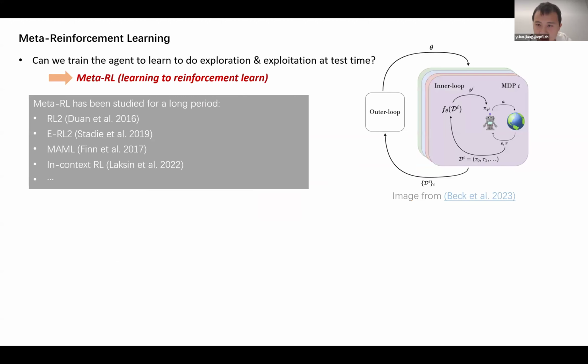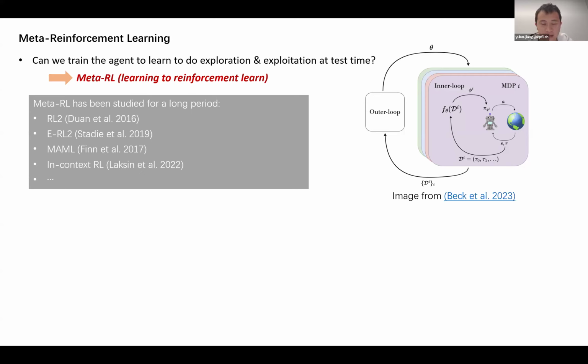And here is some background of meta RL. Meta learning means that you are doing some learning to do the reinforcement learning, and it contains an inner loop and an outer loop. So in the inner loop, when you see a new problem, you do the RL training to solve this problem. And in the outer loop, you do this meta learning to train the agents to quickly adapt to this problem. And meta RL has been studied for a long period.